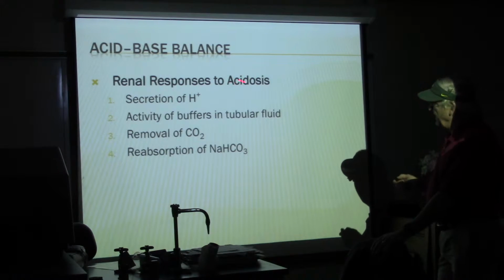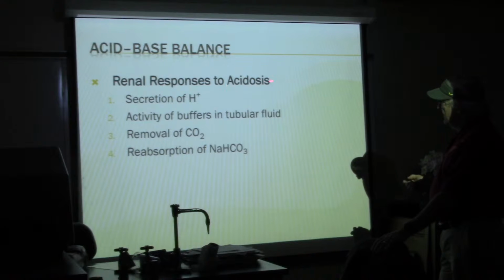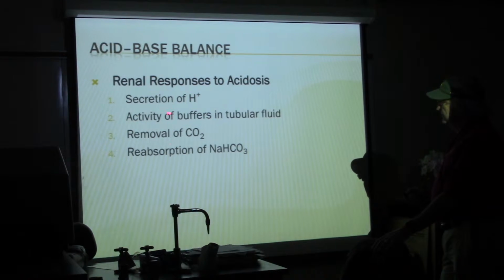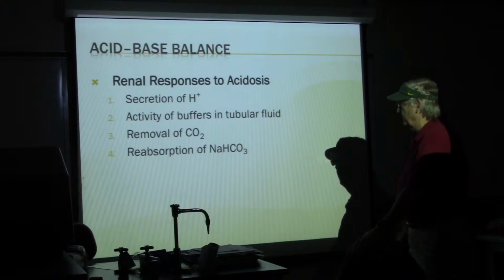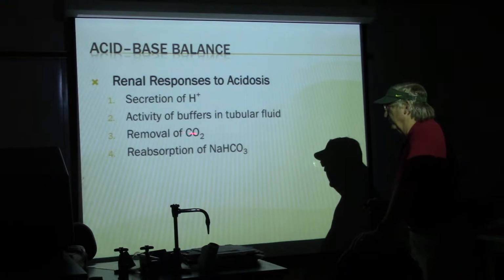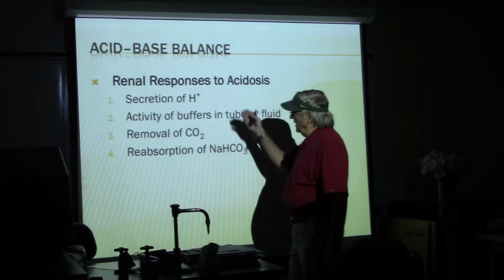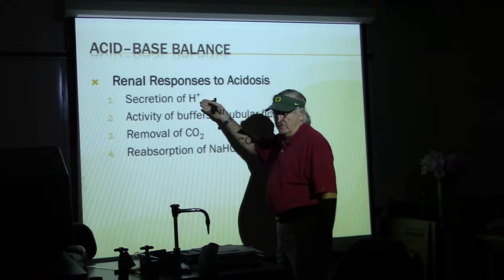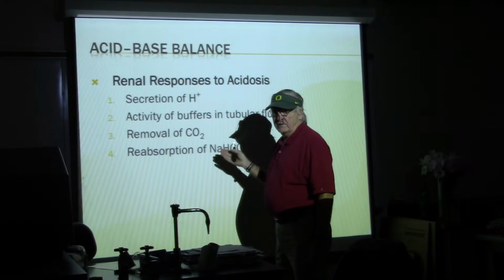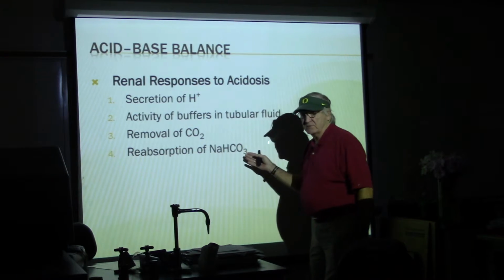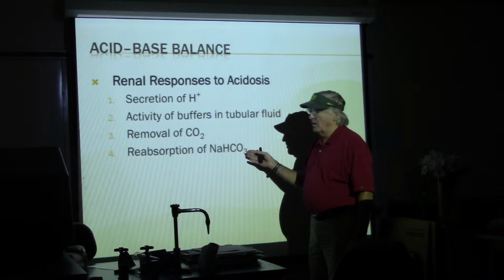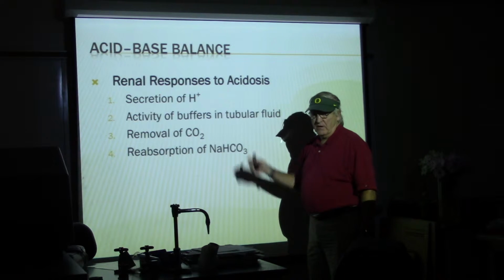Renal responses to acidosis. When we're acidotic, we have too much hydrogen, so we secrete it, we tie as much as we can up in the buffers, we breathe off as much through the CO2, and we reabsorb as much bicarb. Obviously, if you have too much hydrogen in your system, one way to neutralize it is to pick up some sodium bicarb. The sodium bicarb will tie up the extra hydrogen.